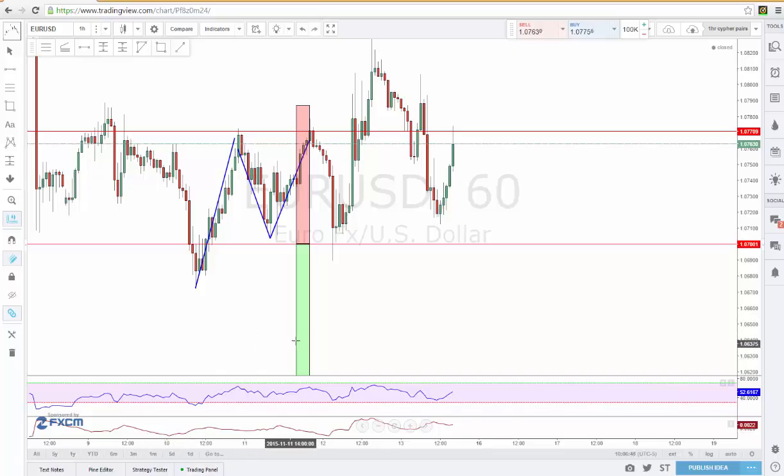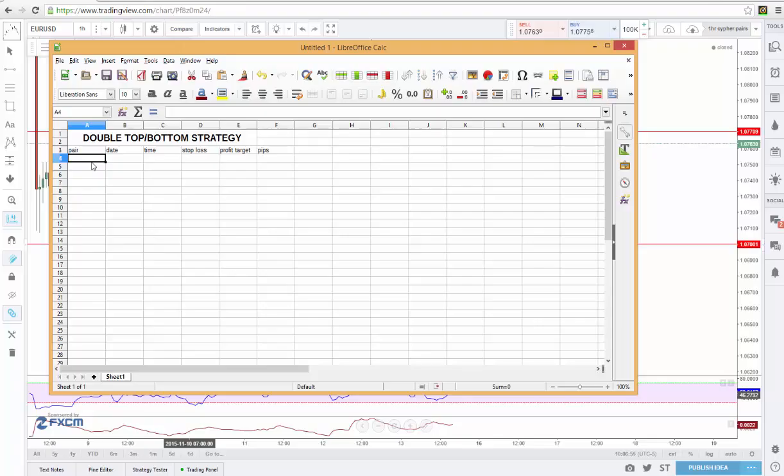The trade took place on 11/11/2015. So the pair is going to be the euro dollar. The date is 11/11/15. The time. The stop loss was, we have a 1-to-1, so we know the stop loss was going to be 87. Well, minus 87. We know our profit target was 87. And we know we lost 87 pips on the trade.